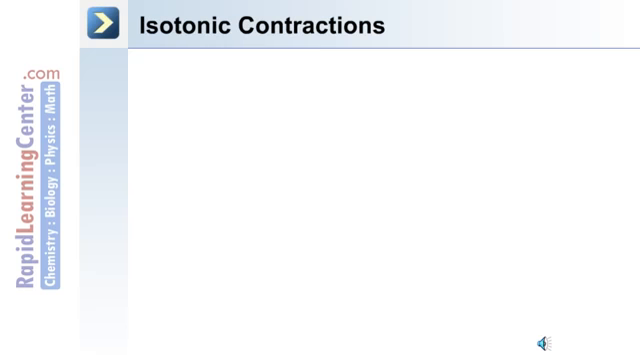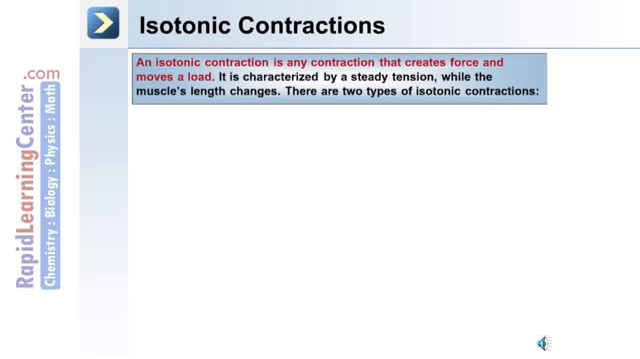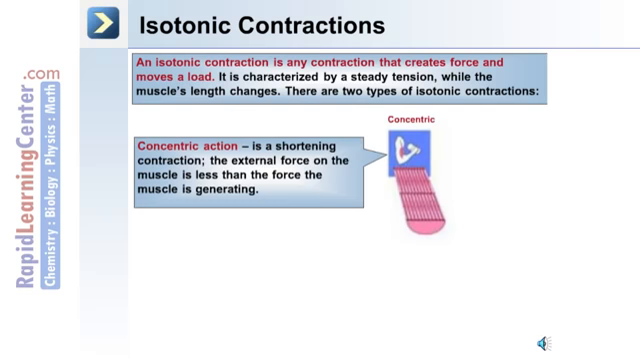Isotonic contractions. An isotonic contraction is any contraction that creates force and moves a load. It's characterized by a steady tension while the muscle's length changes. There are two types of isotonic contractions. Concentric. Concentric action is a shortening contraction. The external force on the muscle is less than the force the muscle is generating.